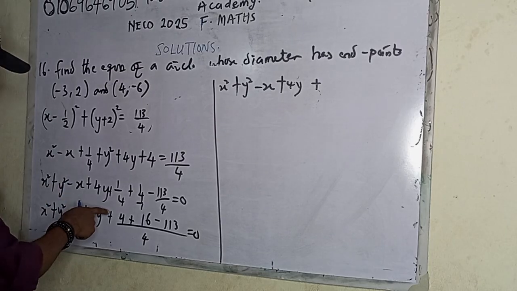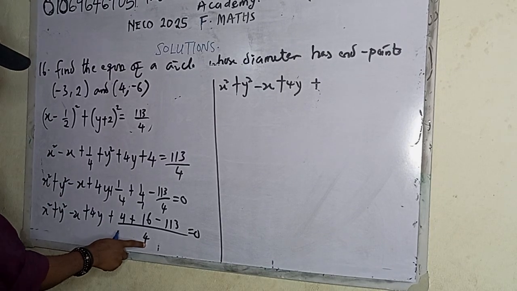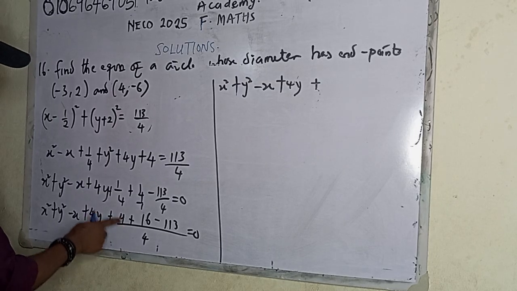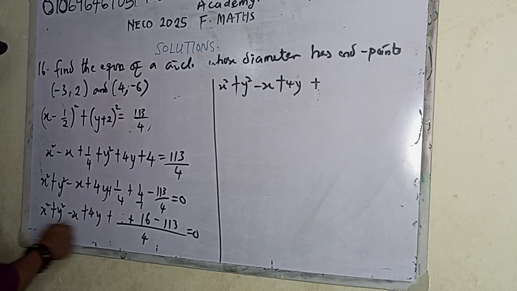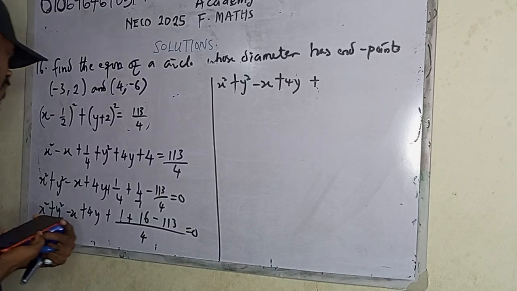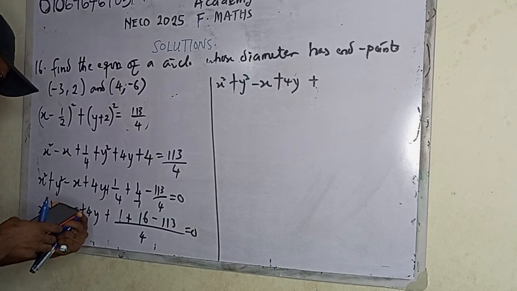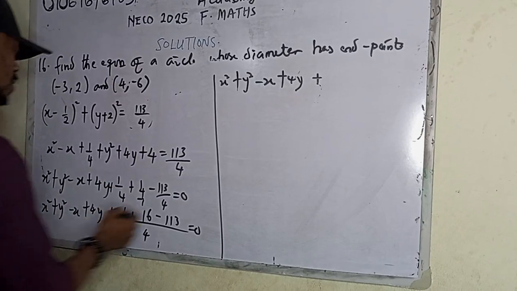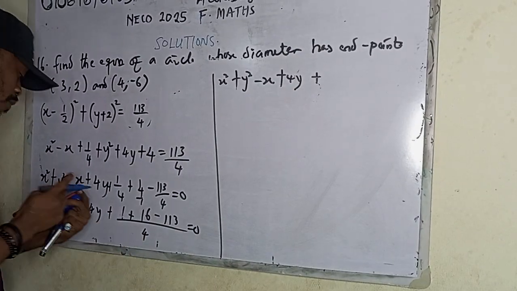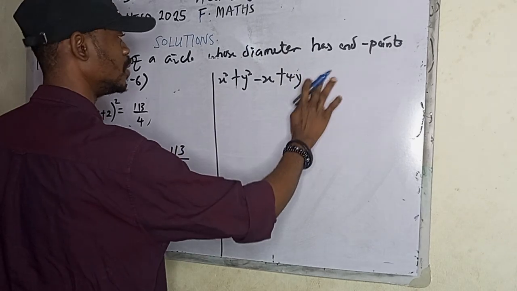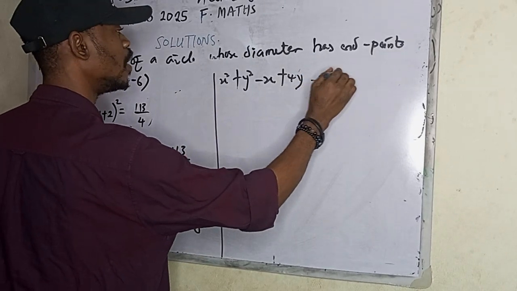Okay, let's check it again. 4 in 4, 1 times 4 is 4, and 1 times 1 is 1. Sorry, that's going to be 1, not 4, because 4 in 4 is 1, 1 times 1 is 1. So I have 17 minus 113. So 17 minus 113, that's giving minus 96. This kind of makes sense. So I have minus 96 divided by 4, that's going to give me minus 24.